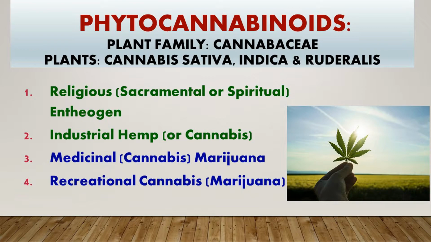They are found in the plant family called Cannabaceae. The plants are called Cannabis sativa, Cannabis indica, and Cannabis ruderalis. There are four main categories of phytocannabinoids. The first is religious, sacramental, or spiritual entheogens. The second, industrial hemp or industrial cannabis. The third, medicinal cannabis. And fourth is recreational cannabis.